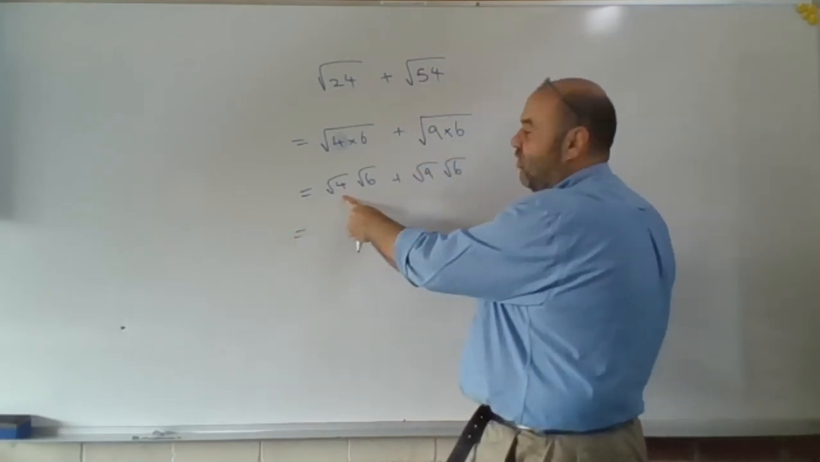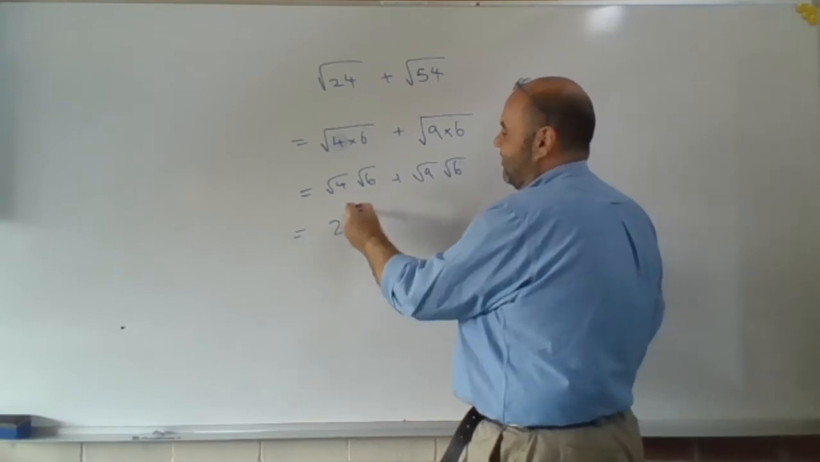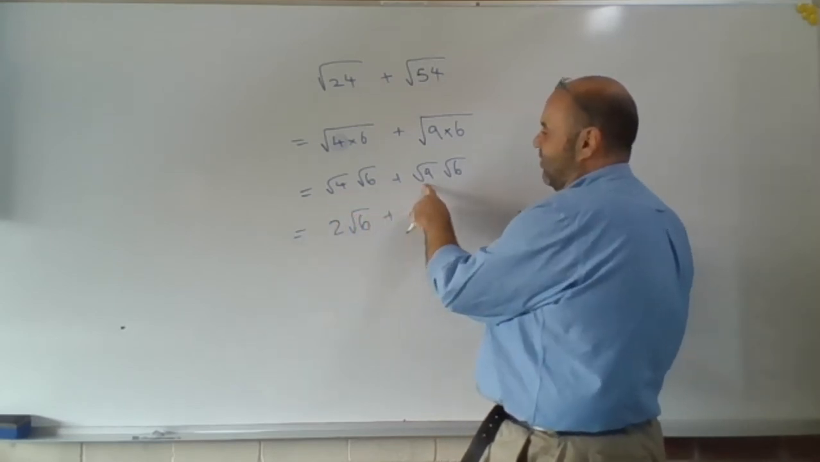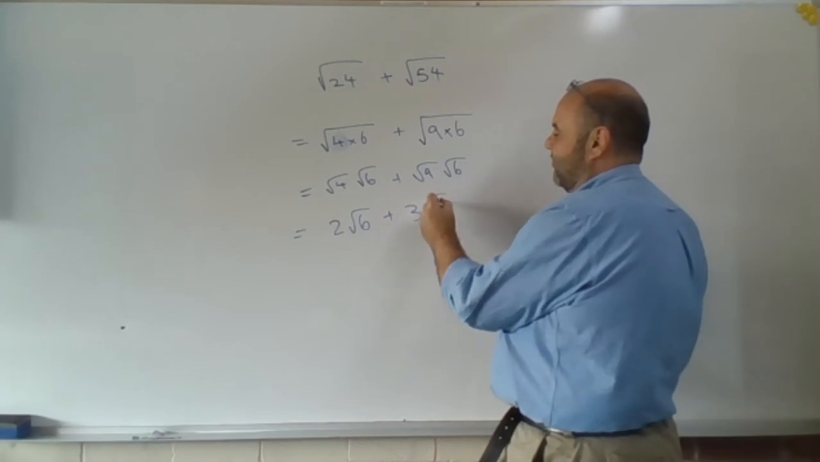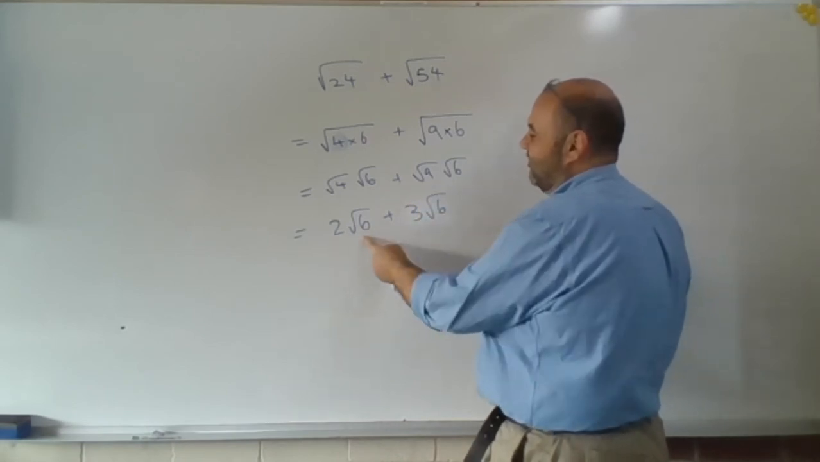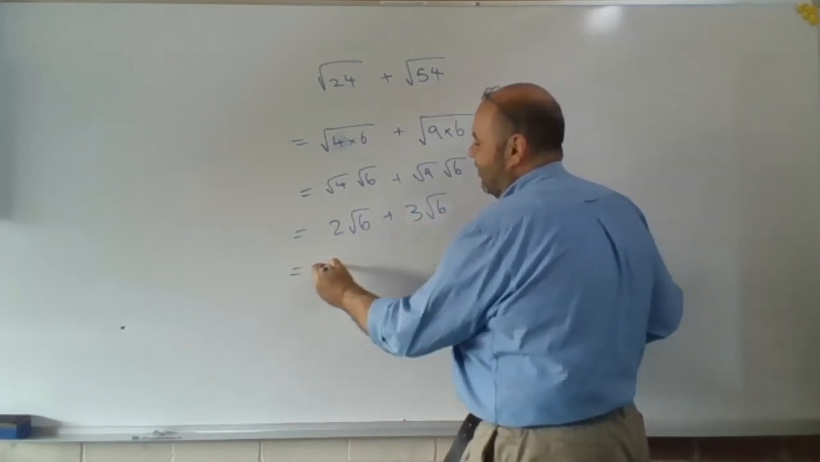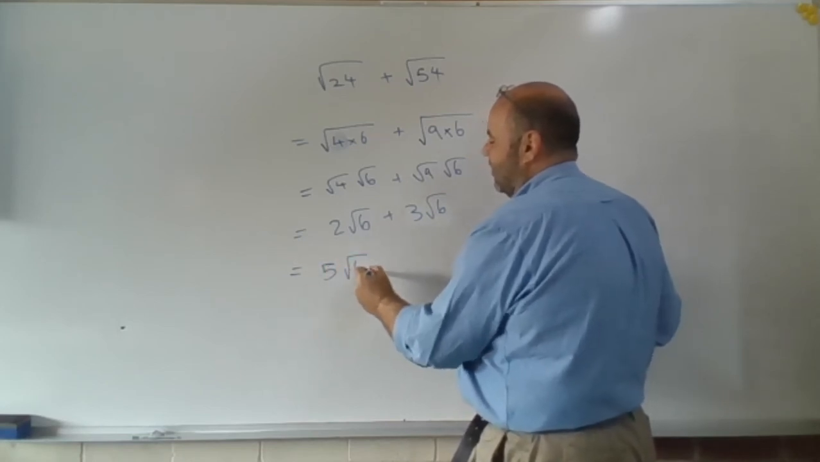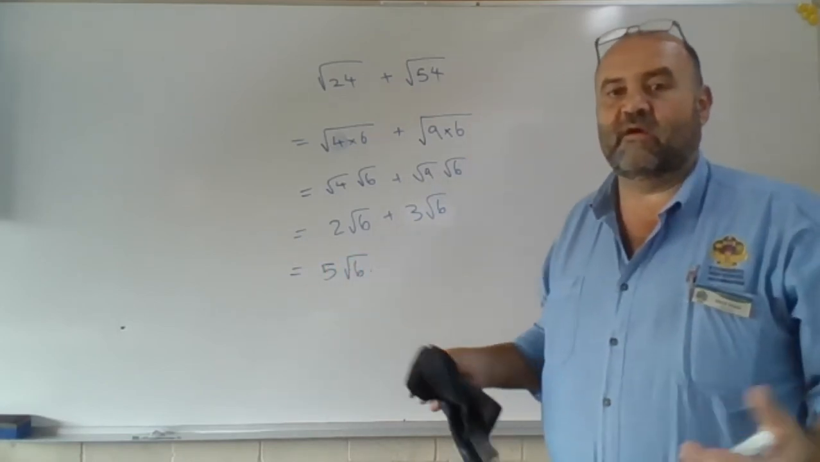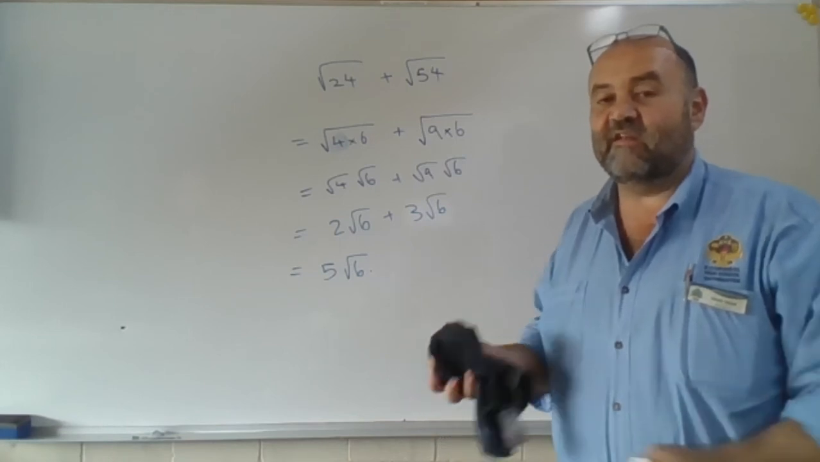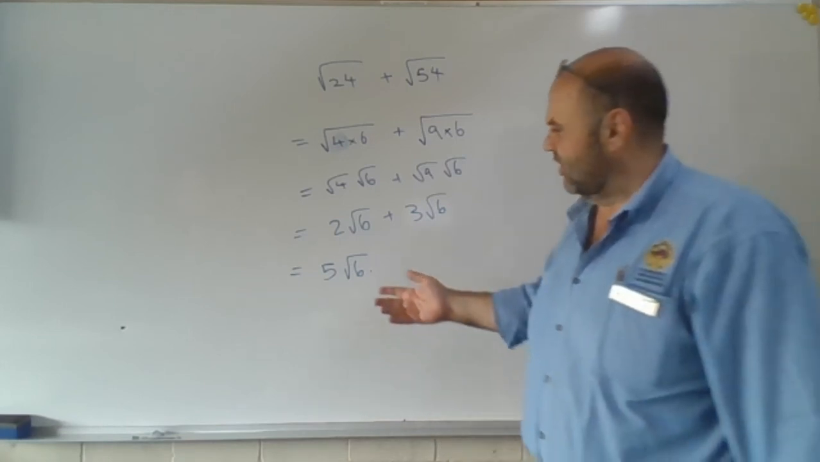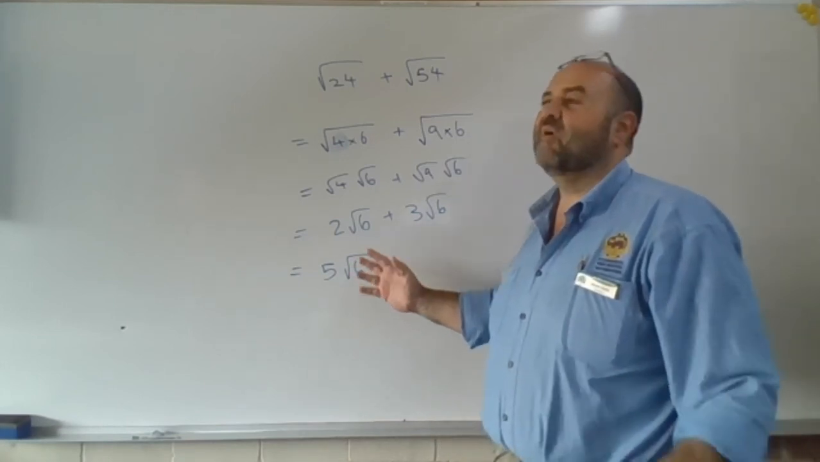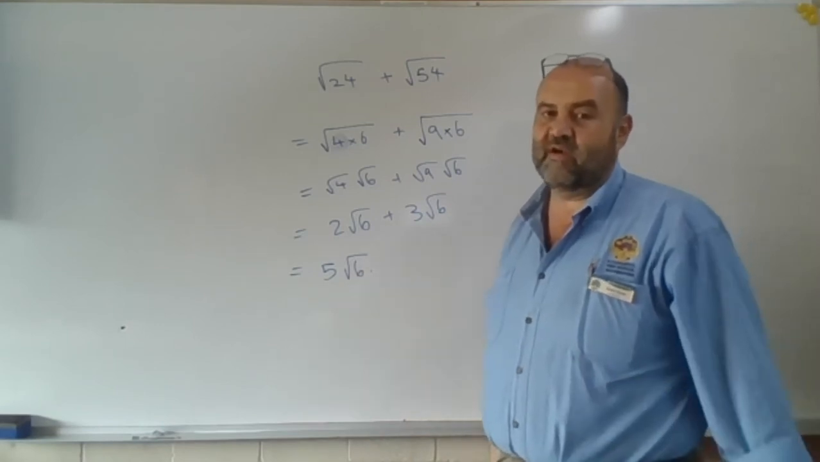The square root of 4 is 2, so that's 2 root 6. The square root of 9 is 3, that's 3 root 6. I've got 2 root 6's plus 3 root 6's, and that's 5 root 6's. And that's fully simplified. At the end, it's a good idea to look and say, hang on, are there any square numbers that go into that? No, there's not. Well, that's job done.